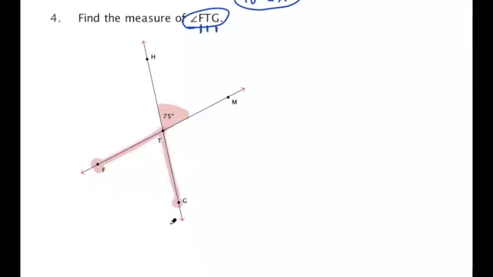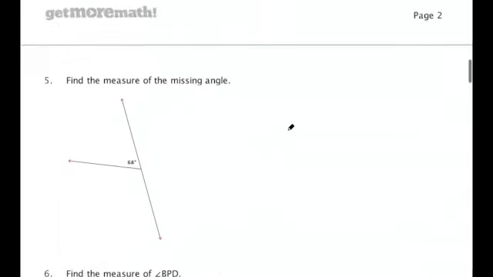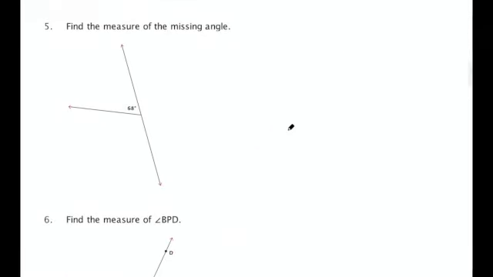Oh, look, it's the one across from there. I know vertical angles are across from each other, and they are congruent. And so if they're congruent, then if this is 75, then that's 75, and that is your answer. Okay? So we jump down here, find the measure of the missing angle.